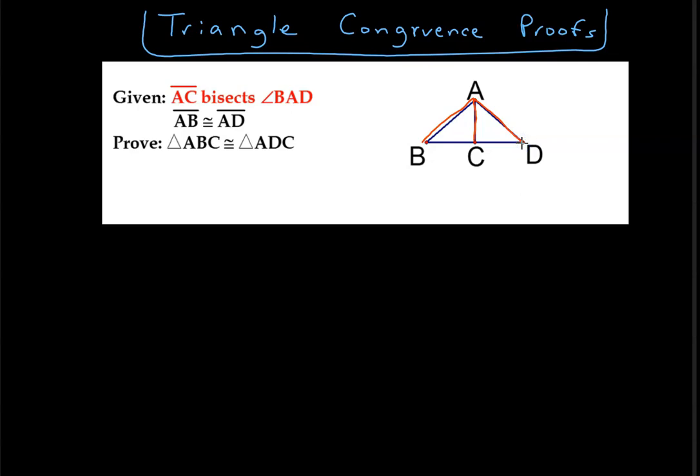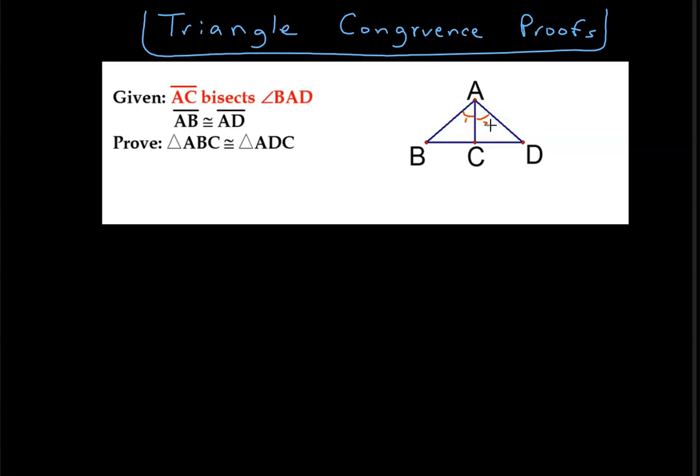Alright, by definition of a bisector, these two have to be congruent, because that's what angle bisectors do. It splits into two equal angles. So that's by definition of an angle bisector. So I know that this angle is congruent to that angle. I'm going to call it angle 1 and angle 2.